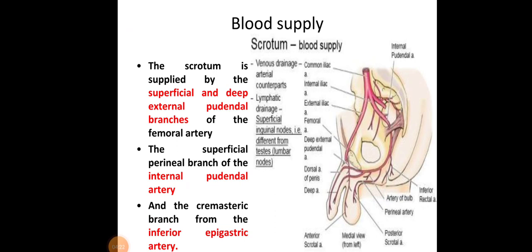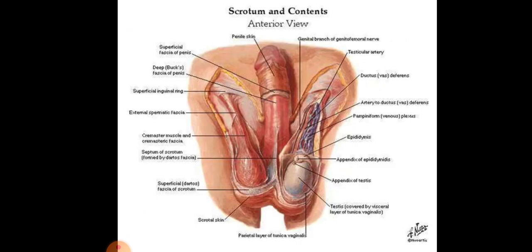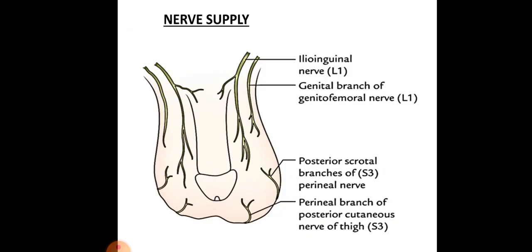The scrotum is supplied by the superficial and deep external pudendal arteries, which are branches of the femoral arteries. The superficial perineal branch of the internal pudendal artery and the cremastic branch of the inferior epigastric artery also supply the scrotum. So this is the scrotum. After removal of the scrotum we will find the testis.